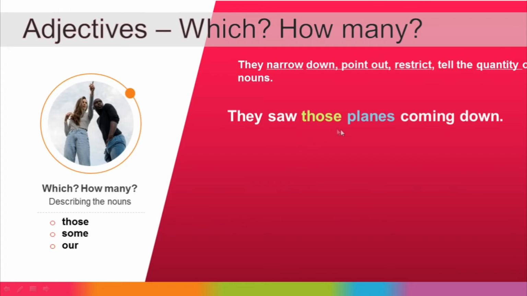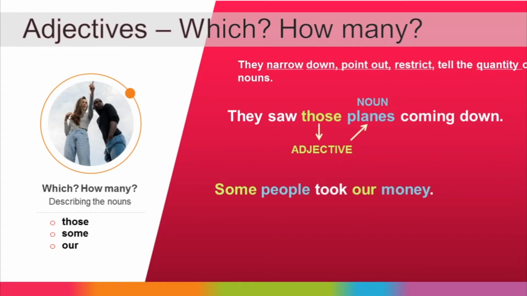They saw those planes coming down. Those here is the adjective. It modifies the planes, which is the noun. It tells us that it is those planes. So they point out those planes that are coming down. Now let us look at another example here.